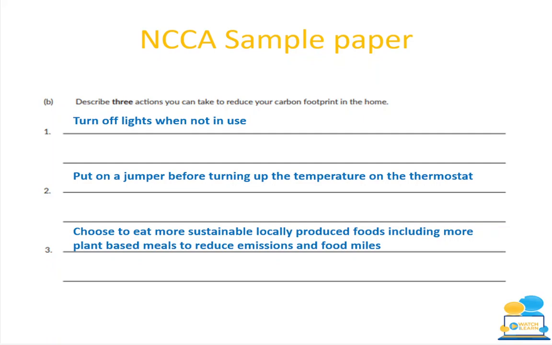Number 3 is to choose to eat more sustainably locally produced foods. So for example, try and eat more plant-based meals instead of the likes of steak and minced beef, because by rearing the cattle, there is a lot of emissions being released. So a lot of methane from the cattle is released into the environment. There's a lot of water used, and it's just generally not good for the environment. And then when the cattle is being slaughtered, it is going to be brought and packaged and sent to your local shop, which is then causing food miles. So you want to reduce your food miles and try and eat local.